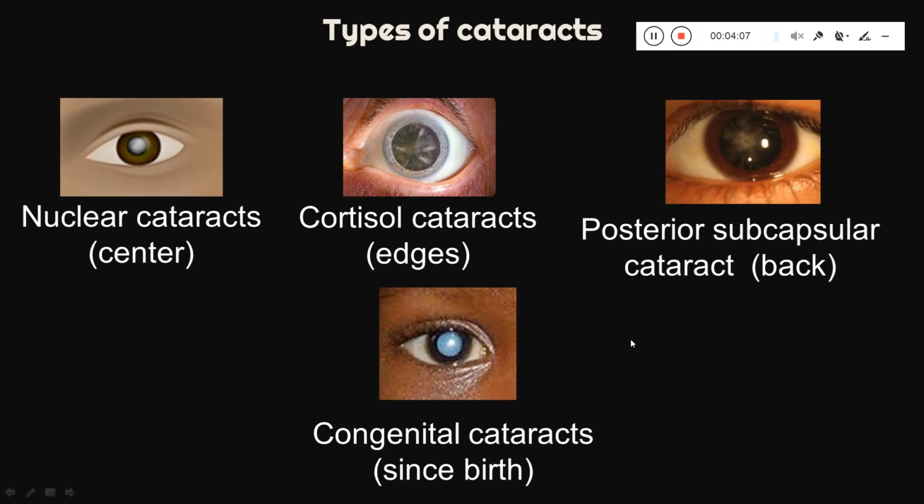The third one is posterior subcapsular cataract. In this case, the deposition is not directly on the lens but slightly behind the lens. This image shows you that, and it is not as clear compared to this, right?